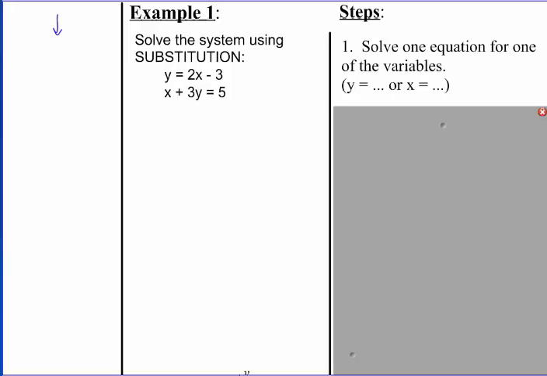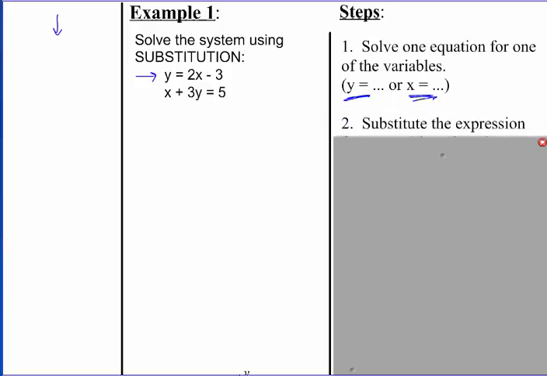Our first step: solve one equation for one of the variables. You need to get y equals by itself, like this, or you need to get x equals by itself, like this. First you would look at the two equations and see if either of them is already written that way. If you look at this one, it's already written in that format, y equals 2x minus 3. So we're going to be using that equation to do our substitution.